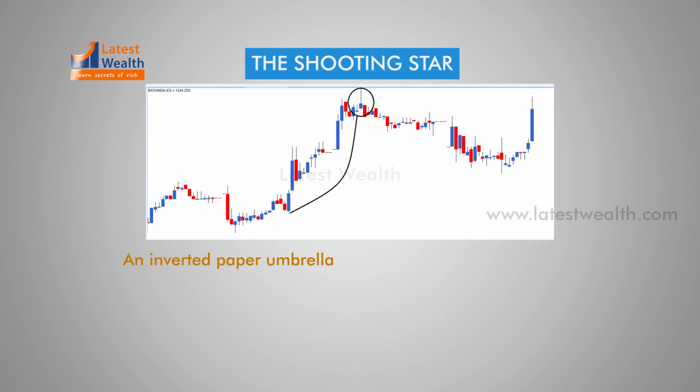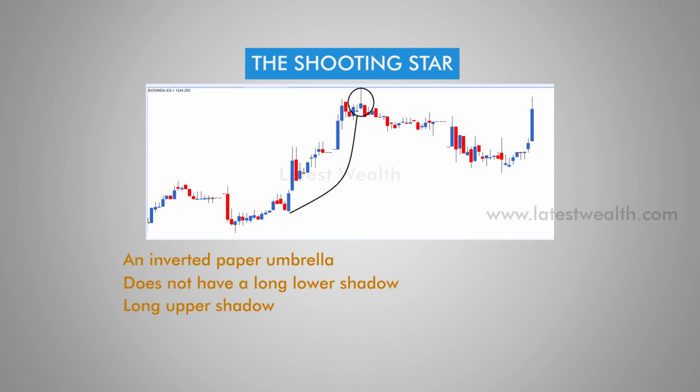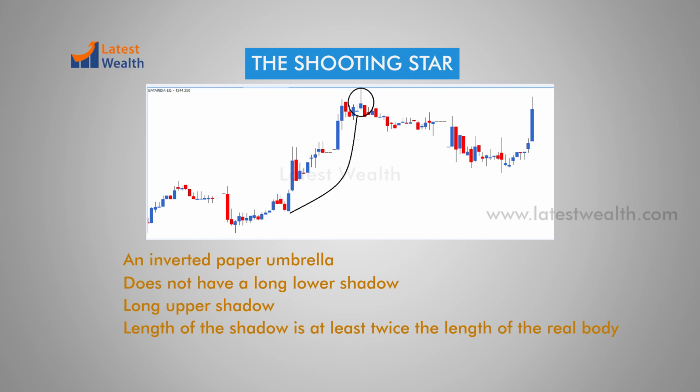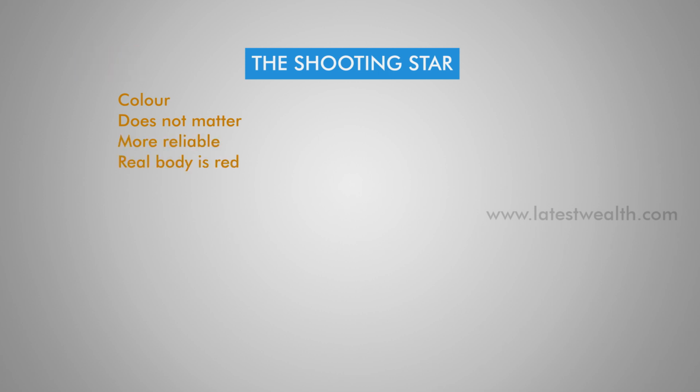Unlike the paper umbrella, the shooting star does not have a long lower shadow. Instead, it has a long upper shadow where the length of the shadow is at least twice the length of the body. Please remember, it is almost like double the body size. The color of the body does not matter, but the pattern is slightly more reliable if the real body is red. The longer the upper wick, the more bearish is the pattern.